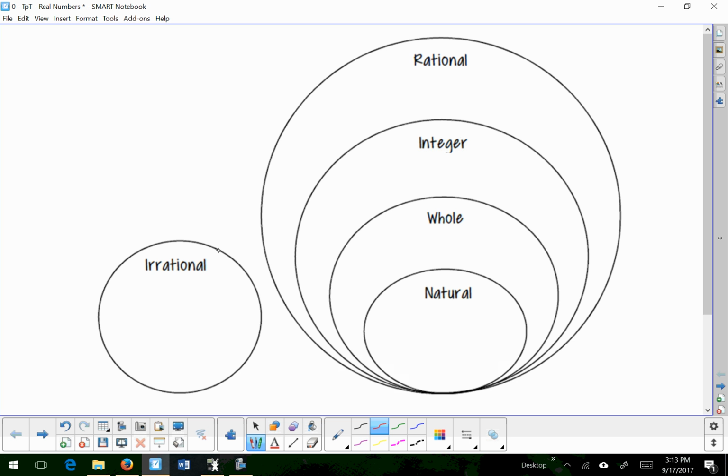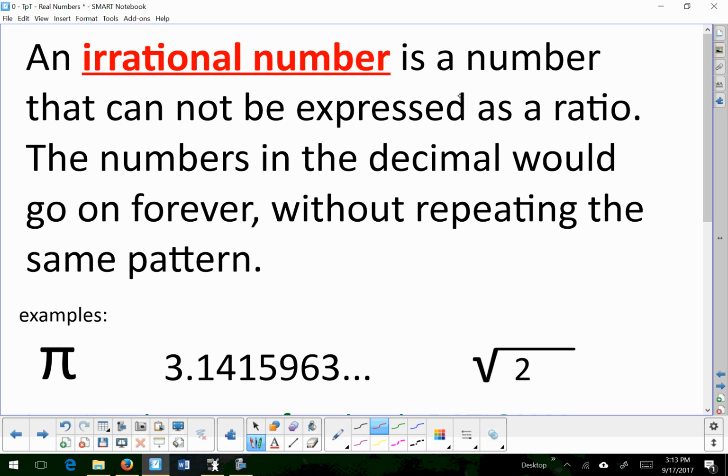So in the group of real numbers, let's start with the irrationals. The irrationals are a set of any number that cannot be expressed as a ratio. You cannot write it in fraction form. And those numbers, when written in decimal form, would go on forever. That's called non-terminating. And they never repeat, so without repeating the same pattern.